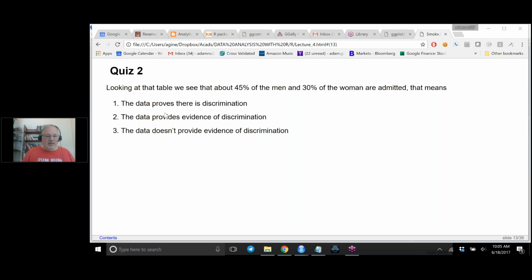All right. The data doesn't provide evidence of discrimination is the only one we have. So maybe 45 and 30% admission rates are close enough together. Anyone else want to take a guess? There is no penalty. Okay, so what's the answer?